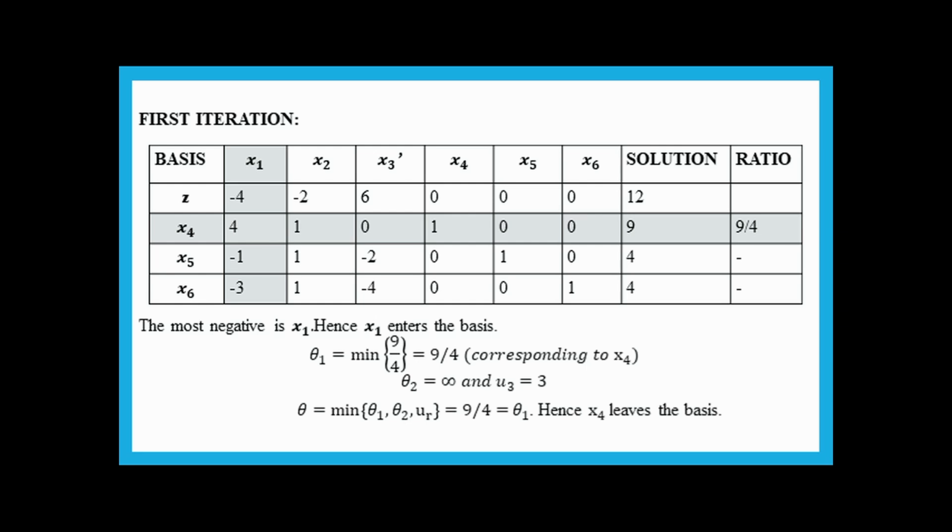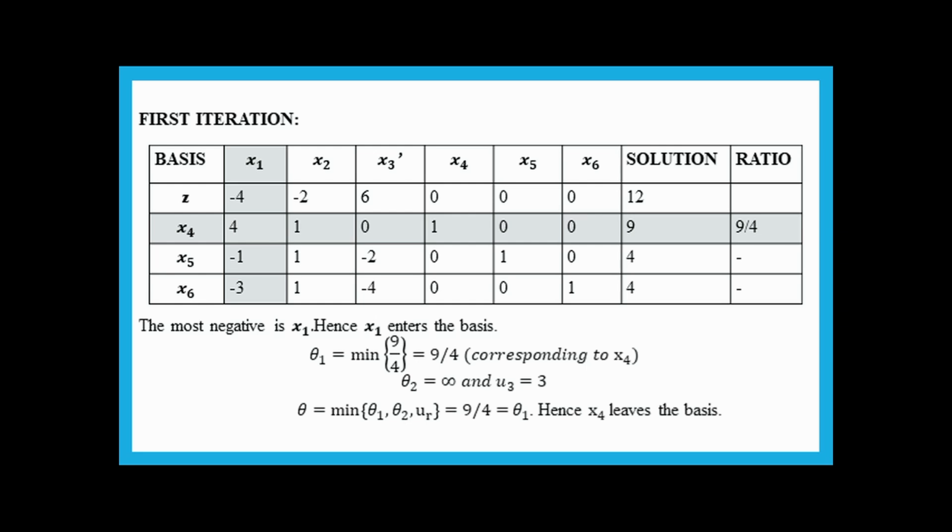We put these values into the table. Basis x1, x2, x3 dash, x4, x5, solution, ratio. The basis variables are x4, x5, x6. We can use the table. We can find the most negative value as minus 4, which is in the column of x1. Therefore, x1 enters the basis.